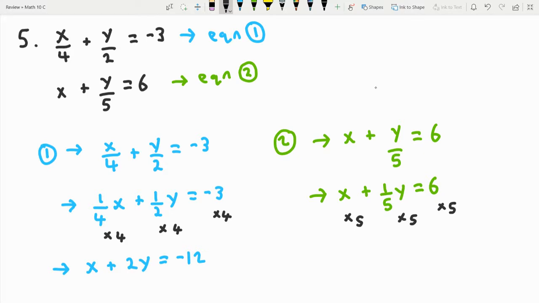If I multiply every term by 5, here's what I get. X times 5, well, that should just be 5x. 1 over 5 times 5, that should give me 1 because the 5 and the 5 cancel out. So I should just get y. And then 6 times 5, that would give me 30. So now I have 5x plus y equals 30.